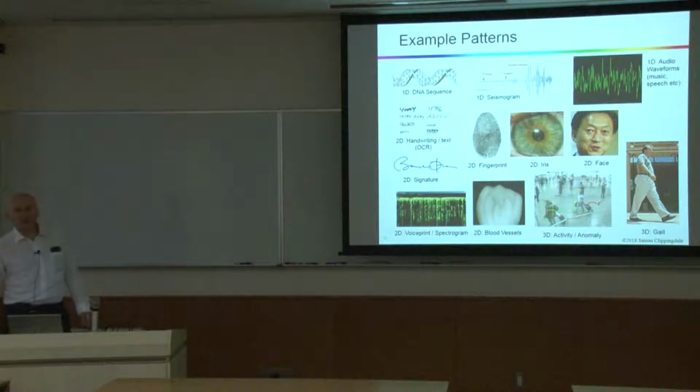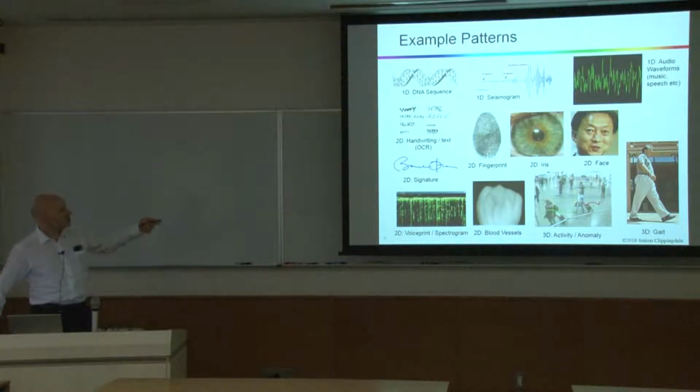So here are some example patterns that you might wish to recognize. Here's a DNA sequence, which is a string of nucleotide bases with a 4 or 5 letter alphabet. Here's a seismogram; we had an earthquake alert go off in Tokyo in the middle of the night, night before last, triggered by a seismogram somewhere in Chiba. Here's a 1D audio waveform. It could be a speech pattern that you would like to recognize, etc. So those are all one-dimensional. The independent variable is just one dimension.